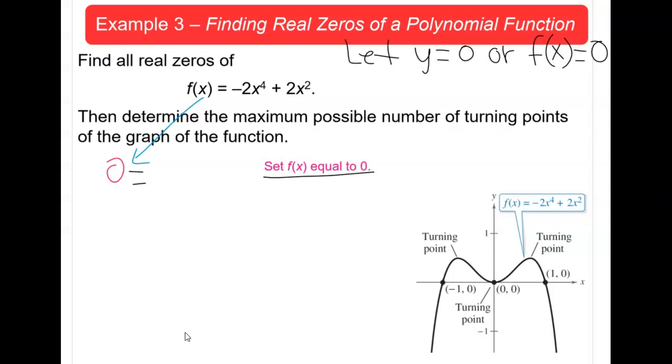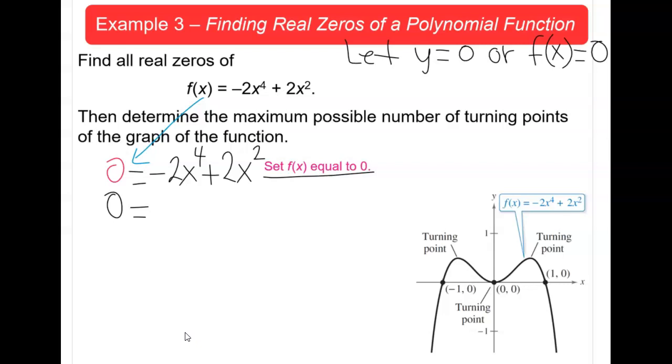Then I'm going to copy the rest. Negative 2x to the fourth plus 2x squared. Okay, then from here, once it is equal to 0, we could factor.